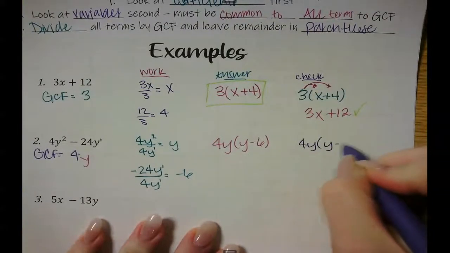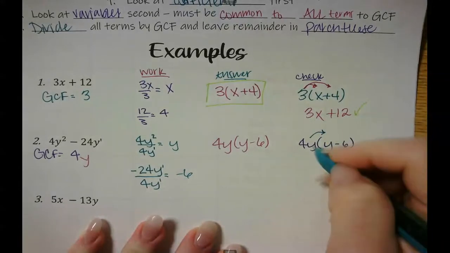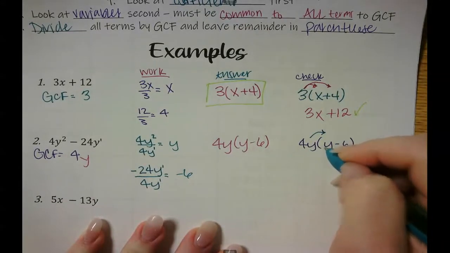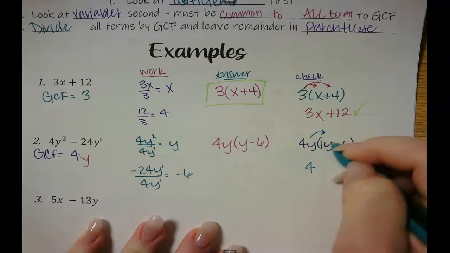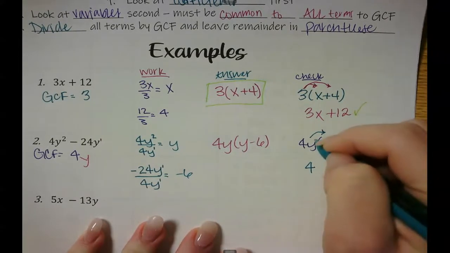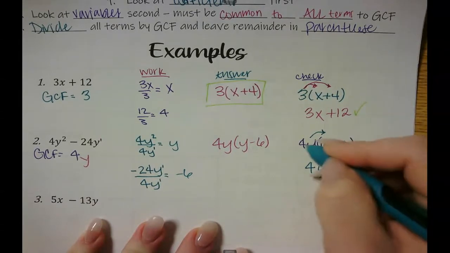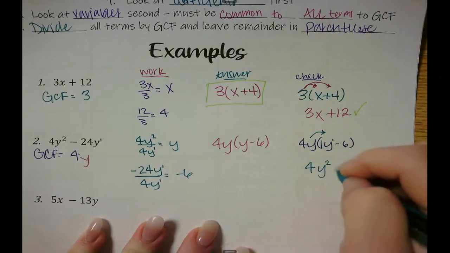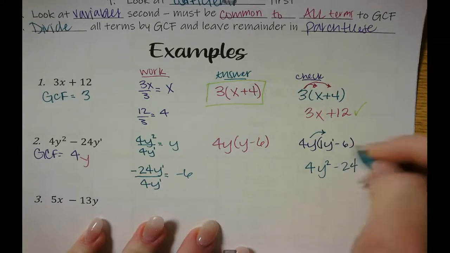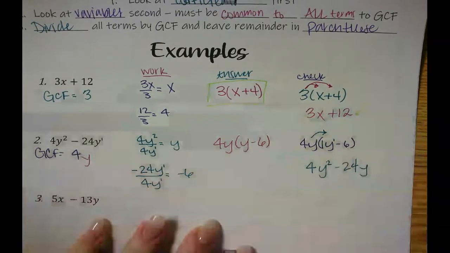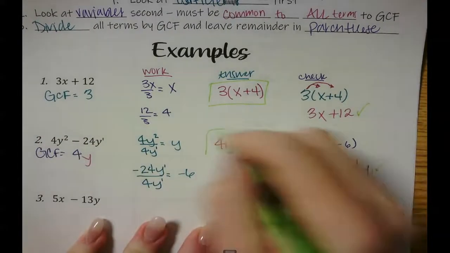4y minus 6. So I am multiplying 4y times y. So multiply those outside numbers. 4 times 1 is 4. Y times y, I add. So y squared. 4y times negative 6 is 4 times 6 is negative 24y. This matches the one that I started with, so this is my answer.